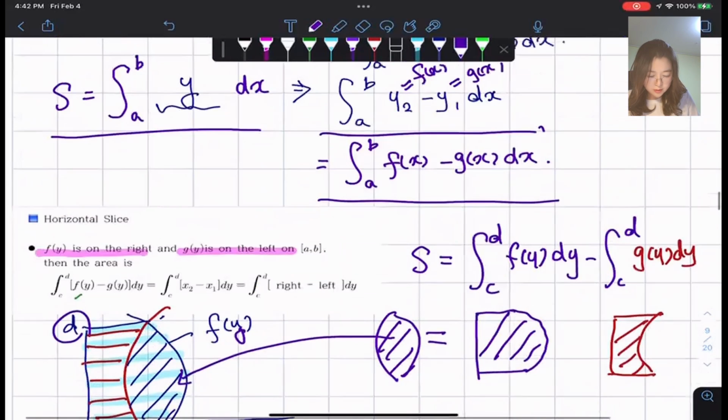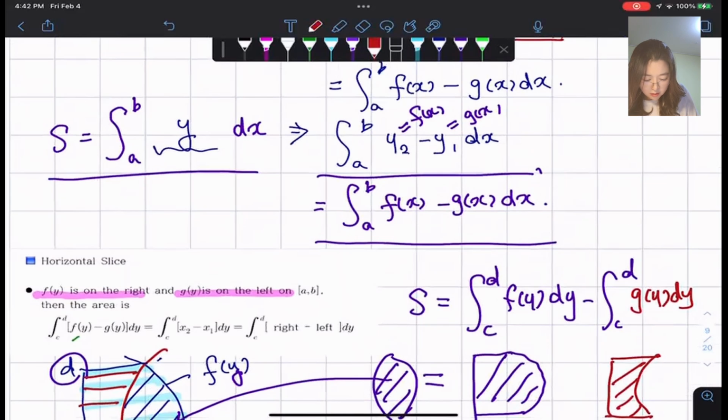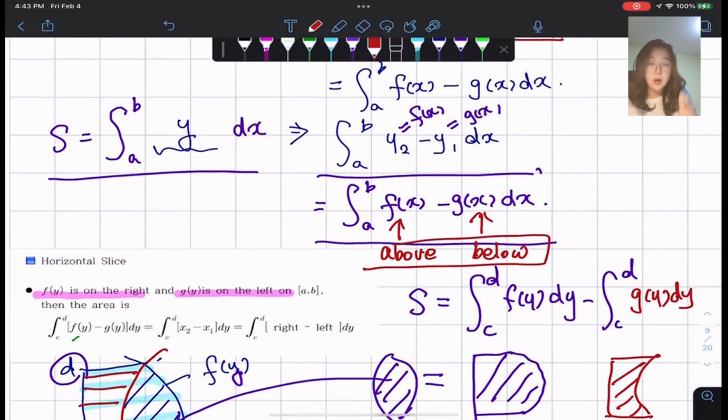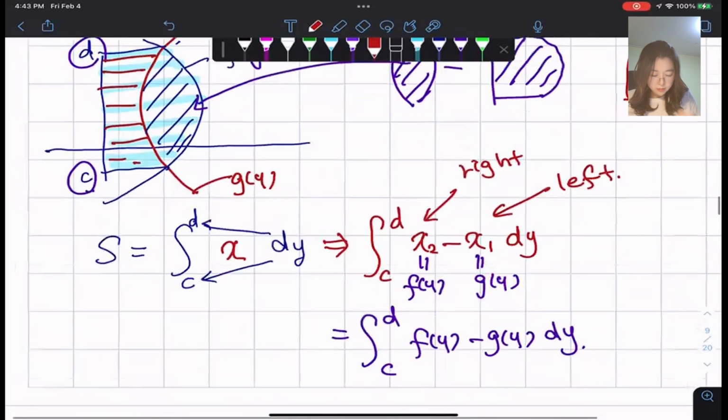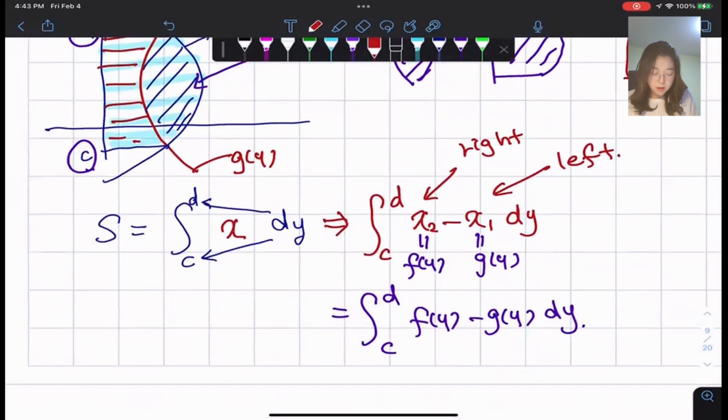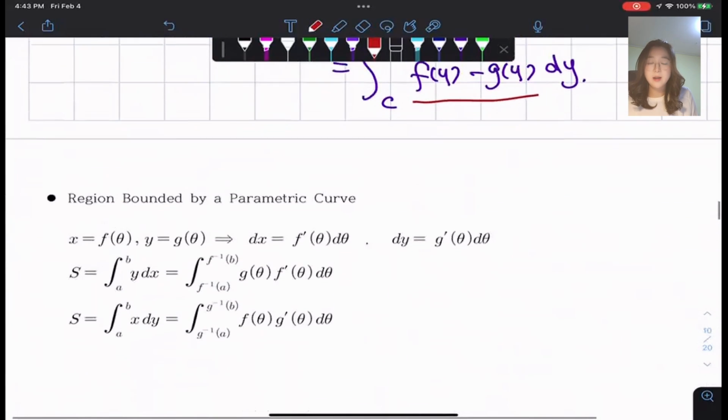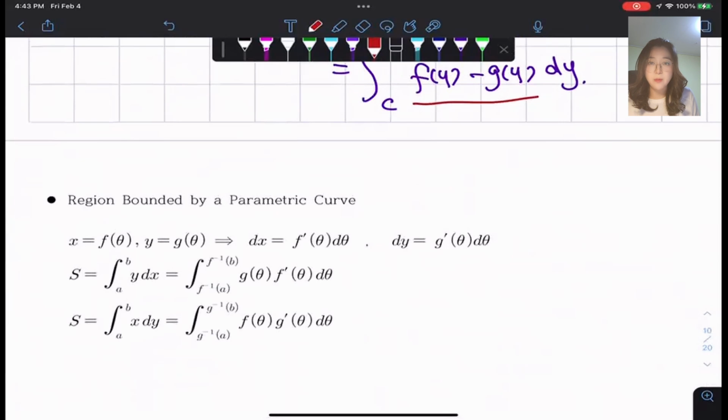Oh, it is important. This is above, this is below. In the case of the x-axis, you remember this: above minus below. In the case of the y-axis, right minus left. Keep in mind this concept. Okay, let's solve this problem with me. Follow me.